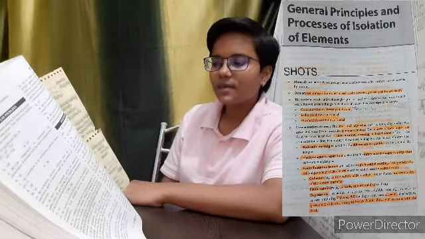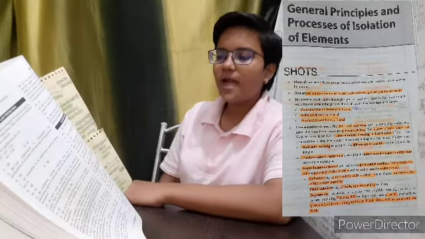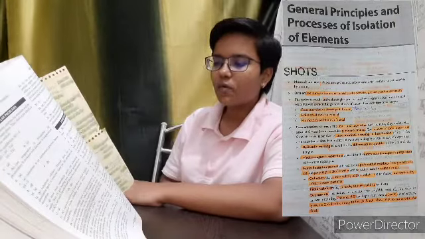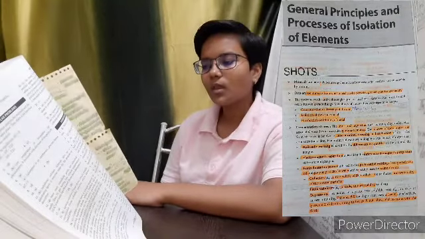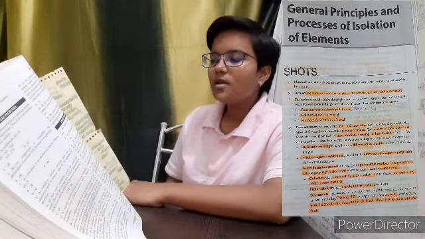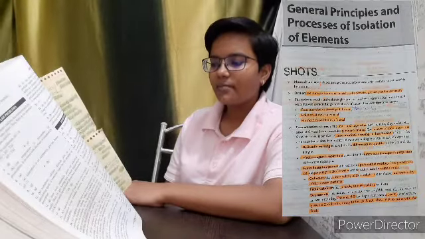Hydraulic washing is based on differences in gravities of the ore and gangue. Electromagnetic separation is based on differences in magnetic properties of ore and gangue. Froth flotation process is based on preferential wetting of ore particles by oil and gangue particles by water.